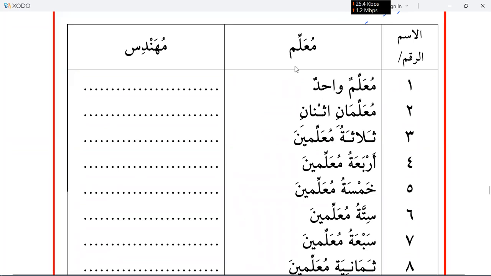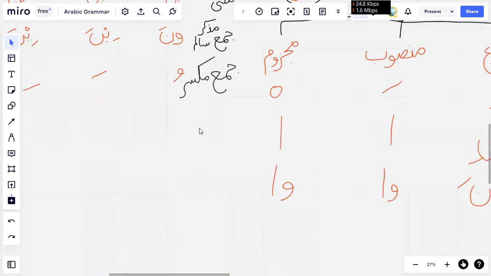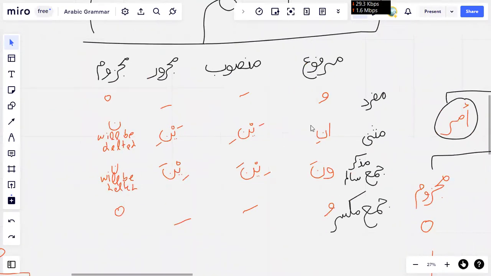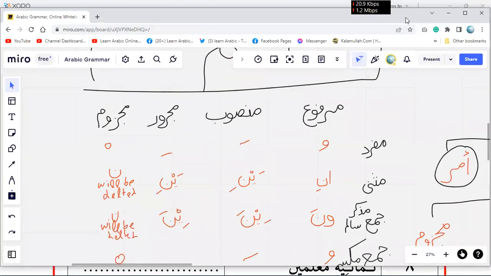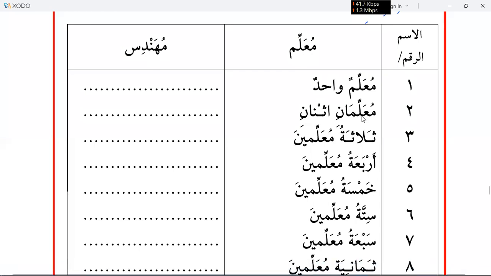Now, counting for muallim is written here. 1 teacher, 2 teachers, 3 teachers, 4 teachers. But you need to write the counting for it. Note one thing here. Muallimun is singular, marfu. It has dhamma. Muallimani is musanna, marfu. It has alif, noon, kasra at the end. Just like here, we told you that when musanna, when dual is marfu, it has alif, noon, kasra at the end. So you see, in this example, Muallimani is musanna, so it has alif, noon, kasra at the end.